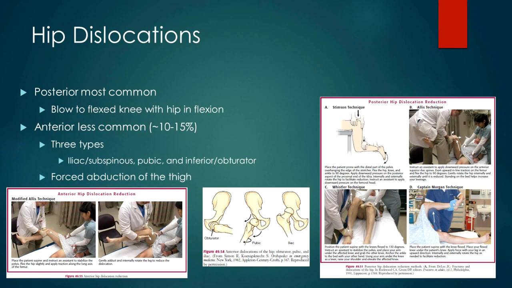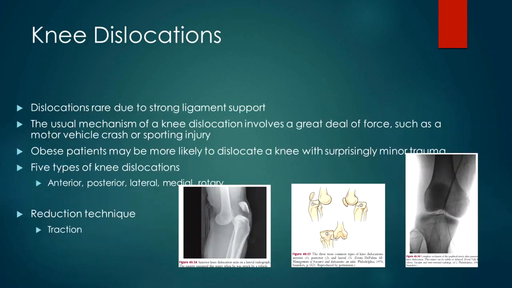For an anterior hip dislocation, you can do the modified Allis technique that is demonstrated there below. For a posterior hip dislocation, you also have an Allis technique there. They have the Stimson technique. Commonly used ones are Whistler or Captain Morgan, as shown there. Usually these patients will need some type of sedation to help assist with relaxing those large muscles to get the hip back in place.